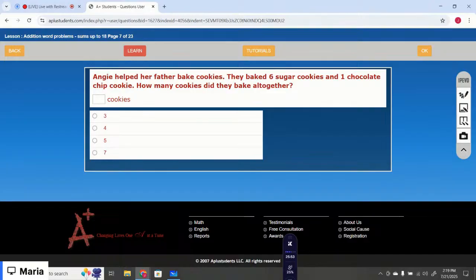Angie helped her father bake cookies. They baked 6 sugar cookies and 1 chocolate chip cookie. How many cookies did they bake altogether?